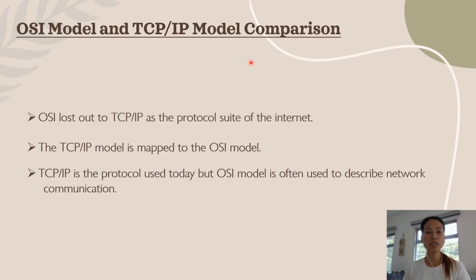So in the OSI model and TCP/IP model comparison, OSI lost out to TCP/IP as the protocol suite of the internet. The TCP/IP model is mapped to the OSI model. TCP/IP is the protocol used today, but the OSI model is most often used to describe network communication.